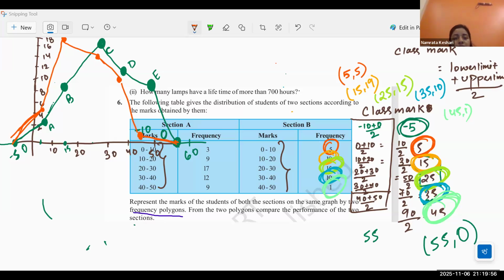Are you done, everyone? Yes, ma'am. Okay, here it says that from the two polygons, compare the performance of the two sections. What can we say regarding the performance? Who will say? Section A has more marks. Section A has achieved better marks. Can we say that? Yes. Anyone else? Can we say section A has achieved better marks? Yes, ma'am.